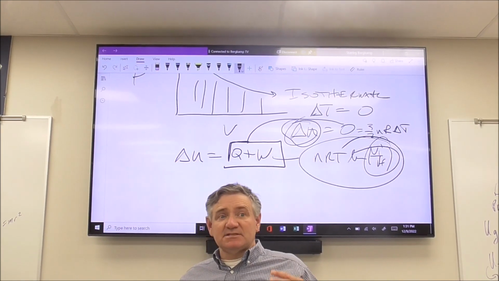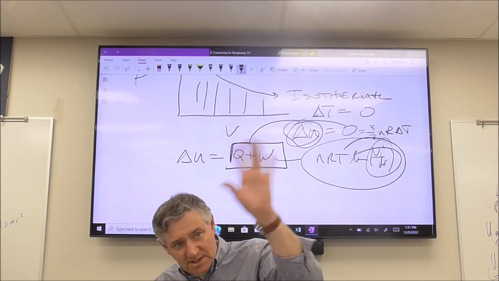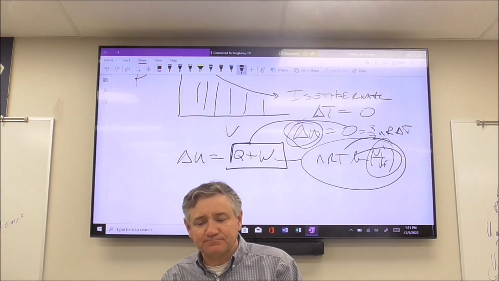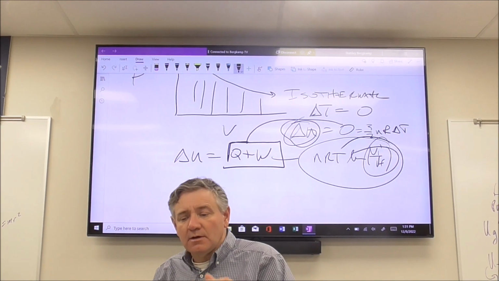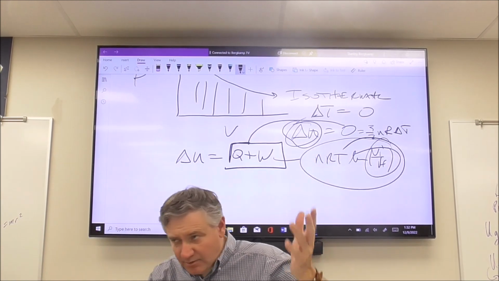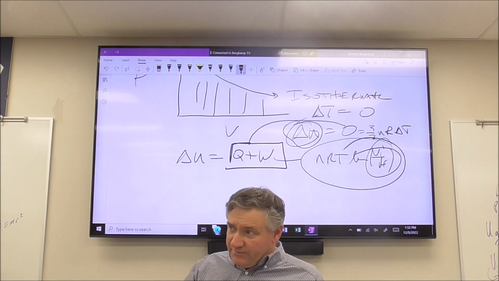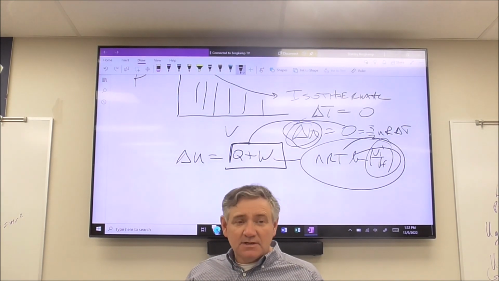Because what's happening is that it's costing the system energy, because you've got to work against trying to keep this thing down. So delta U is going to equal 0. That means your Q and your W are going to be equal and opposite. So if you can measure the work, automatically you're going to know your Q value. You just change the sign of it.